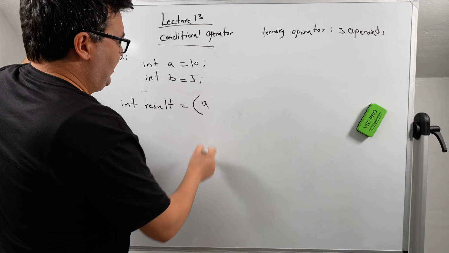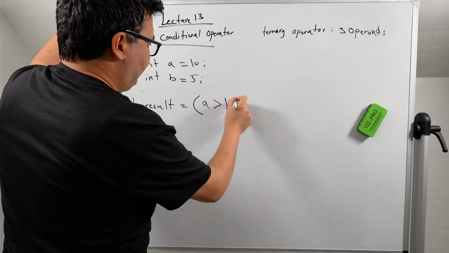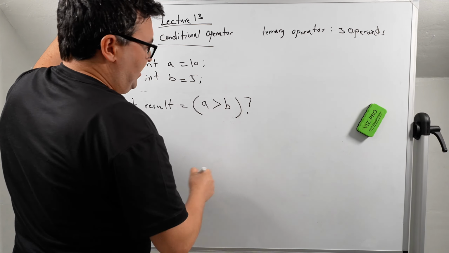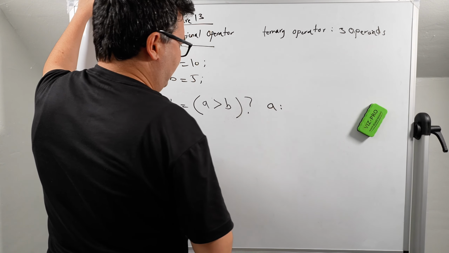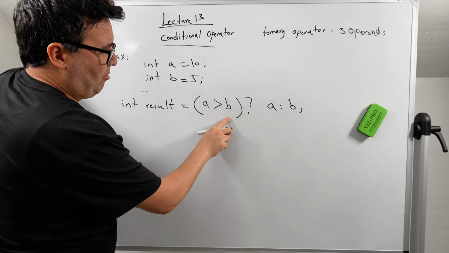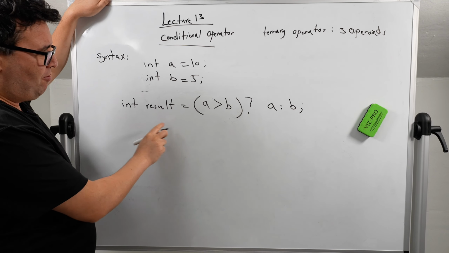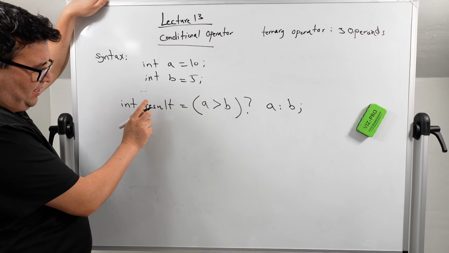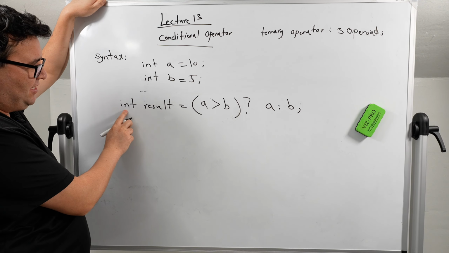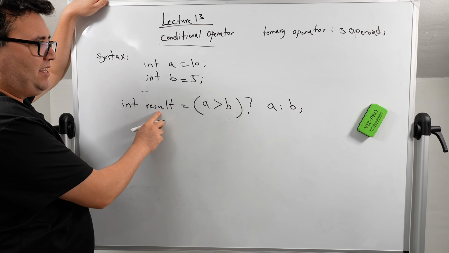We check if a is larger than b. We have a condition here. If a is larger than b, the result should be a, and otherwise b. So this is our first operand, second operand, third operand. So it's called the ternary operator. Here we defined a variable called result, and the type of this variable is integer. It means it stores an integer value.